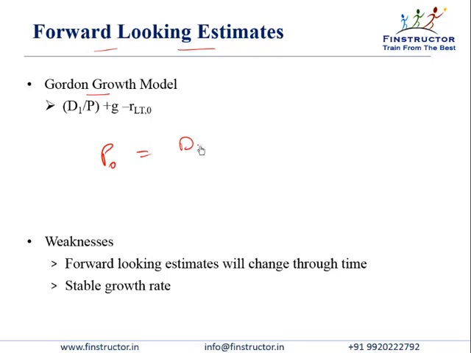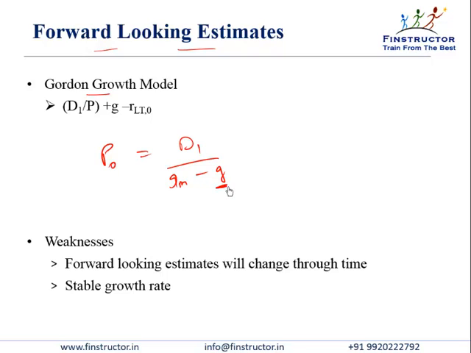The expected dividend yield can be calculated from the expectations of the dividends of the individual stocks, divided by the return on market that needs to be calculated, minus the growth rate in dividends, G. The price of the index from the Gordon growth model that we studied at level 1 would be D1 upon KE minus G, where KE is the required return on equity.